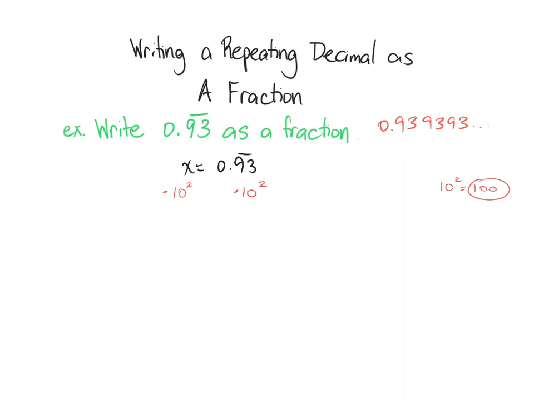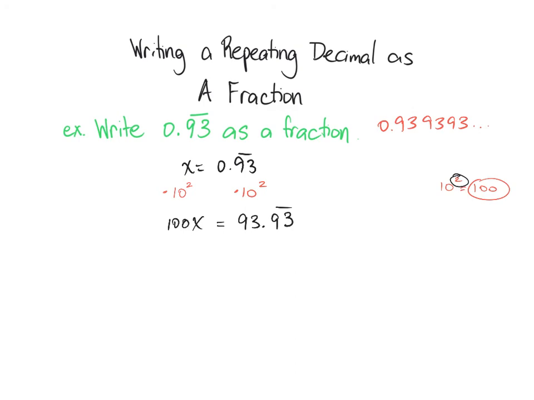So on the left side, we get 100x, and on the right side, we get 93.93 repeating. All right, hope that makes sense so far. All we did so far, we gave 0.93 repeating a nickname, and then we decided to multiply by a power of 10, specifically 10 to the second power since there are 2 digits repeating. All right, now that you're with me, let's keep going.